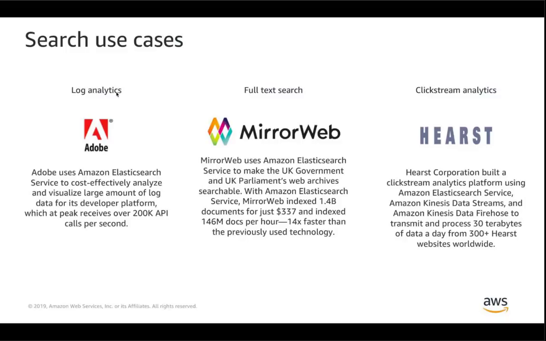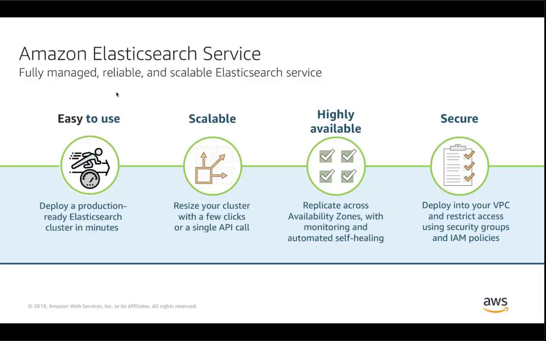Full text search, like the Amazon.com example that we just talked about, is a big use case for it. And clickstream analytics as well. You think about being able to look at what folks are clicking on and being able to do analytics across that data. So for search, we have the Amazon Elasticsearch Service, which is a highly scalable, highly available, and secure service for being able to do search workloads for the use cases that we talked about.